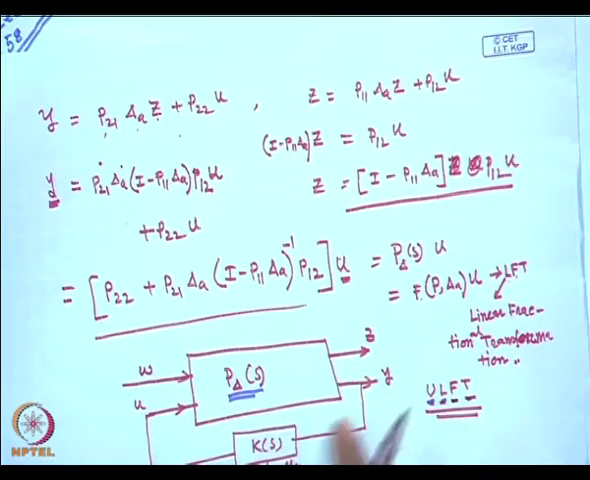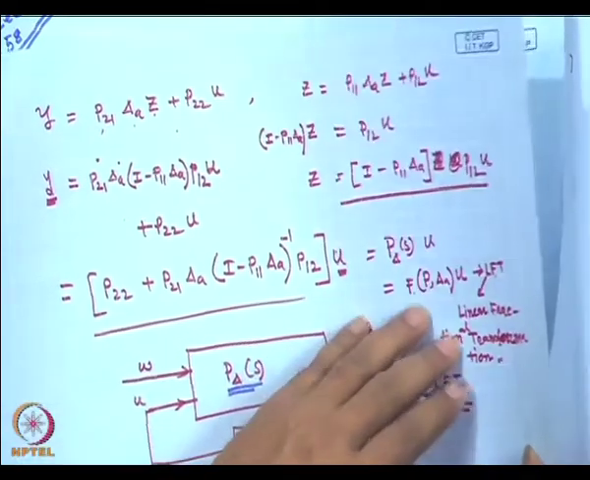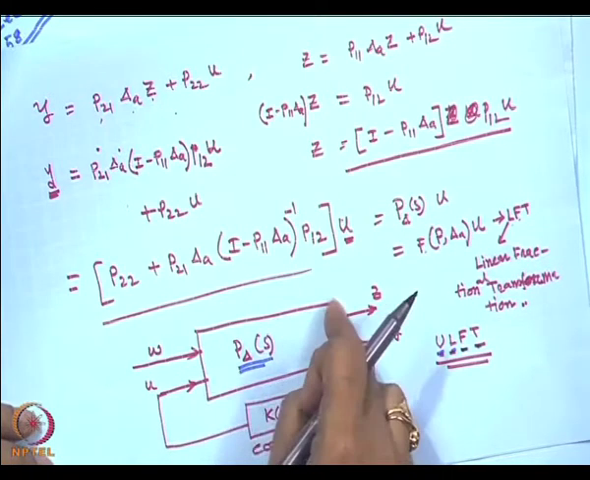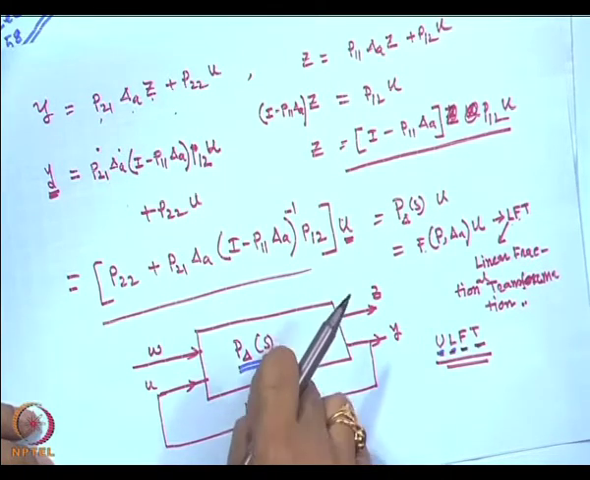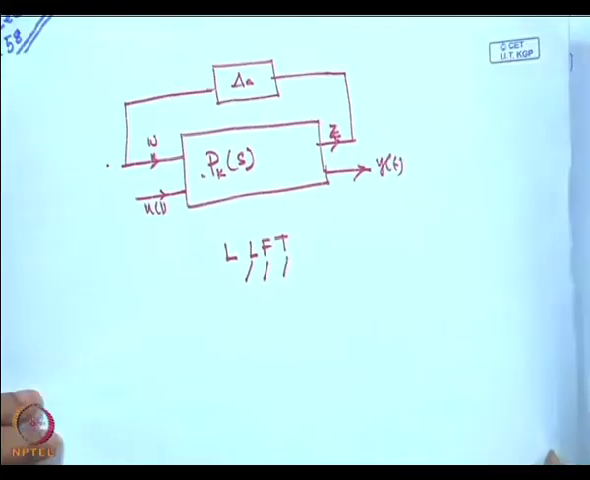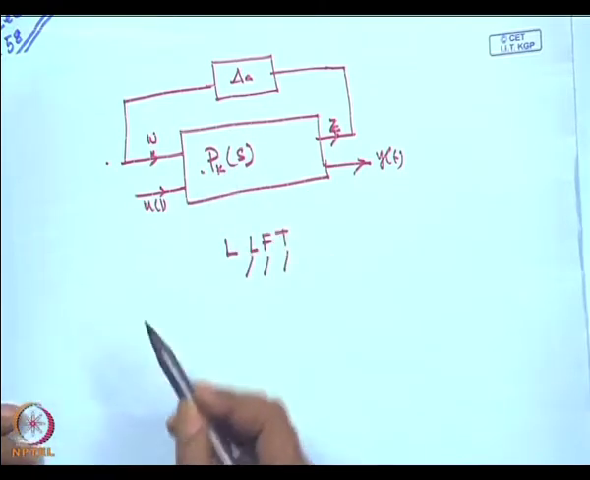Similarly, if you want to merge the lower loop into the P block, naturally that changed P block will be a function of the controller K. That will be, again, a linear fractional transformation, but the lower block is merged into the P block. So, it is called the lower LFT. Now we will consider how to get the lower LFT.